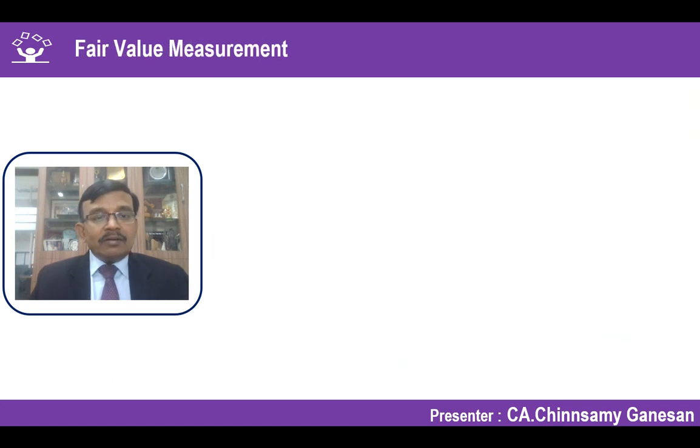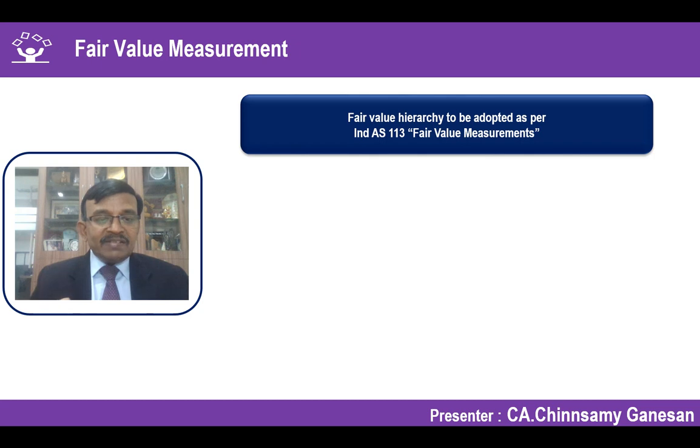Now, what is the fair value measurement which we are talking about? It simply says the fair value hierarchy will be as per Ind AS 113. So 113 says if there is an active market, take the active market price less cost to sell, because it's a fair value less cost to sell for the purposes of initial measurement as well as subsequent measurement.